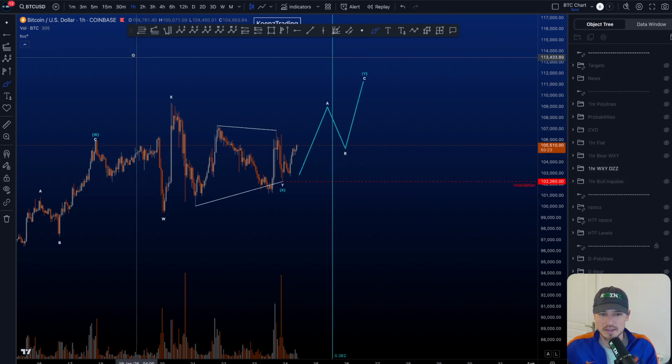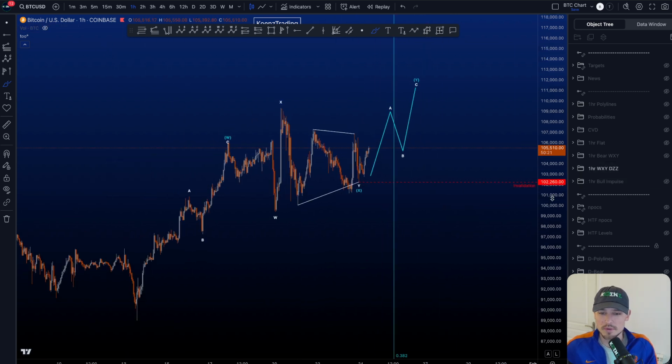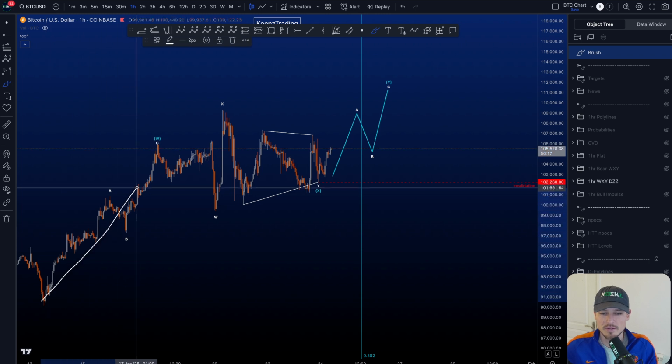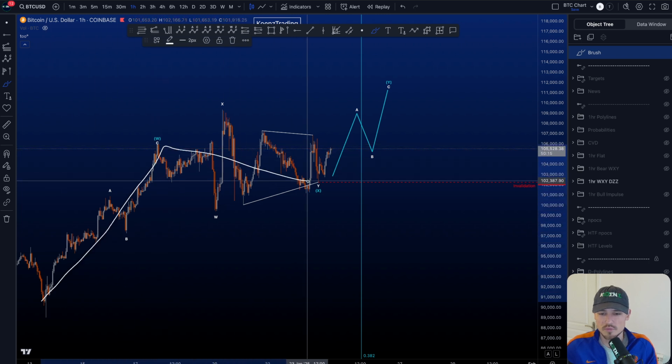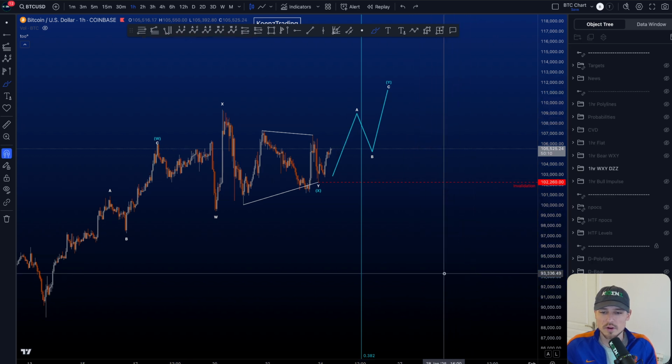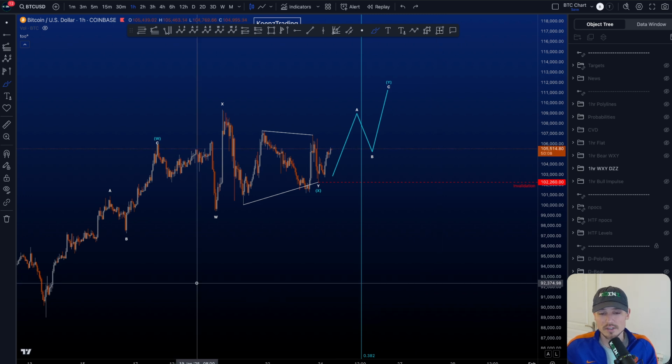101.2k. The bullish but eventually bearish scenario is what you see here on my chart. This is a double zigzag, wave W, wave X, wave Y, and after wave Y you are looking for a bigger retracement to the downside.